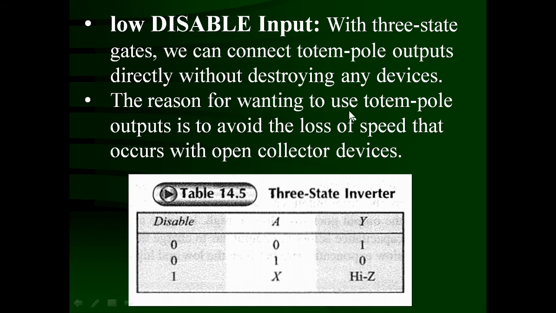The reason for wanting to use totem pole output is to avoid the loss of speed that occurs when open collector devices are used. With open collector devices, the disadvantage was loss of speed. When it is changing from low state to high state, it requires more charging time for stray capacitance. Here, that loss of speed will not be there because the modified totem pole arrangement is used.